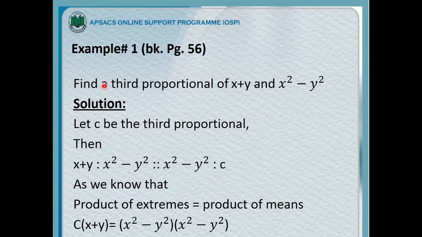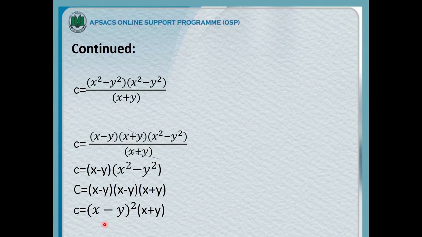Let us try to understand the concept of third proportional by solving example number 1 on book page number 56, in which we have to find the third proportional if two quantities are given: x plus y and x square minus y square. We will consider the third proportional as C. Then x plus y ratio x square minus y square proportion x square minus y square ratio C. That is A ratio B proportion B ratio C. As we know that the product of extremes is equal to the product of means, therefore we get this relation. By cross multiplying and simplifying, we get the value of C, that is the third proportional.